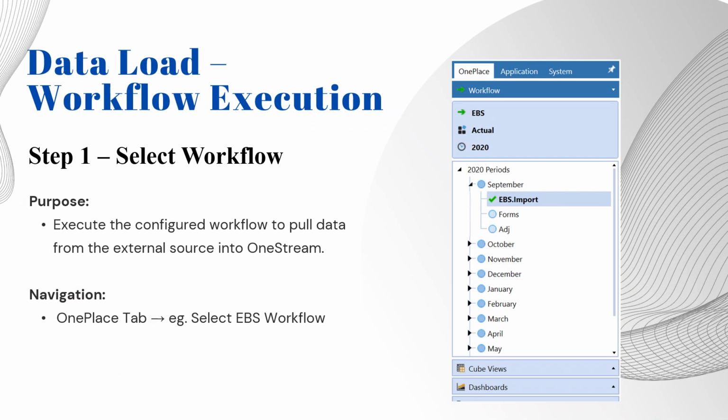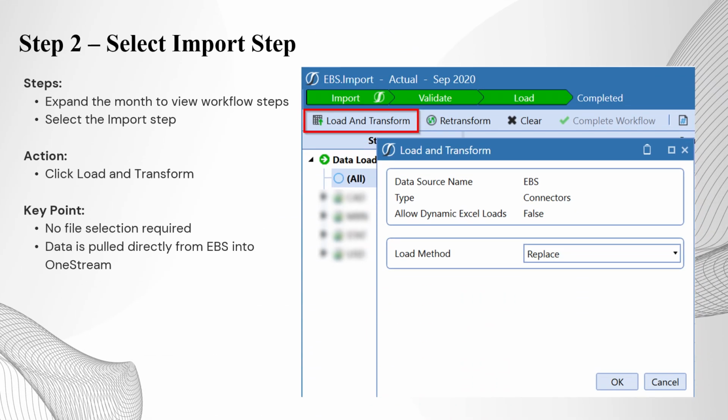Now let's look at the data load in action. From the One Place tab, select the configured workflow and expand the required reporting period. Then select the import step. This is where the ODBC integration is executed. Within the import step, click Load and Transform. Notice there is no file selection prompt, confirming that this is a direct ODBC load. OneStream executes the connector business rule and pulls data live from the source system based on the workflow context.